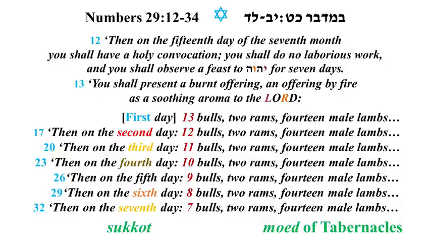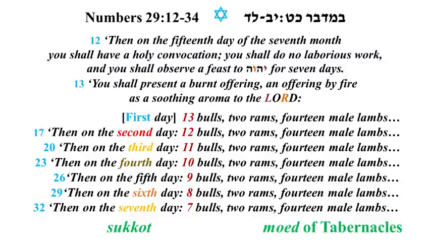And during these 7 days of Sukkot, verse 13 says, you shall present a burnt offering, an offering by fire, as a soothing aroma to Yahweh. On the first day of this feast, you would sacrifice 13 bulls, 2 rams, 14 male lambs, on and on. And then on the second day, 12 bulls, 2 rams, 14 male lambs, on and on. On the third day, 11 bulls. On the fourth day, 10 bulls. On the 5th day, 9 bulls. On the 6th day, 8 bulls. And then on the 7th day, 7 bulls, 2 rams, 14 male lambs, on and on and on.